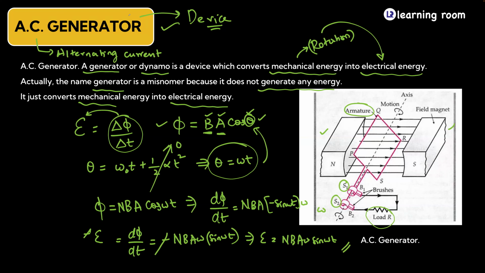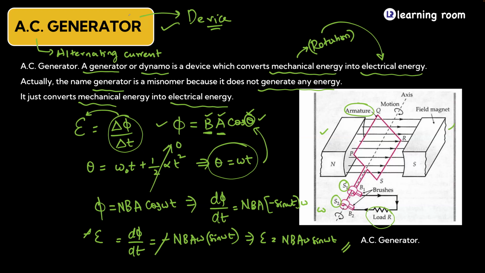From here, let's say it is rotating clockwise. After some time, it would have come like this. When it comes like this, the area vector of this coil is in this direction and the magnetic field is also in the same direction. What is the angle between them? 0. So when the angle between the magnetic field and the area vector is 0, the flux is going to be maximum. Initially, the flux was 0. From 0, it went to maximum.